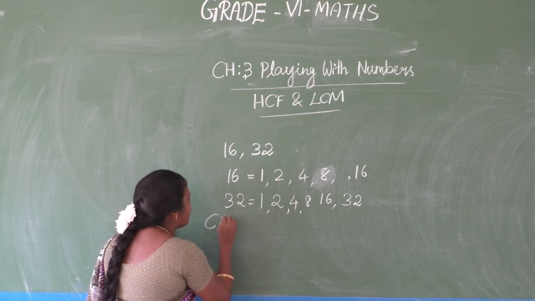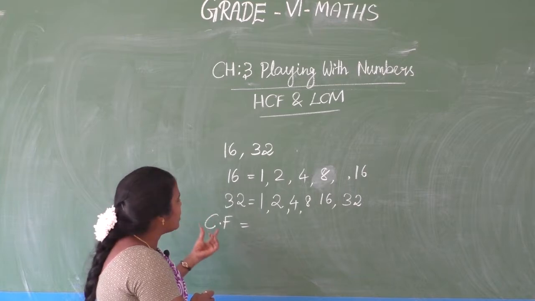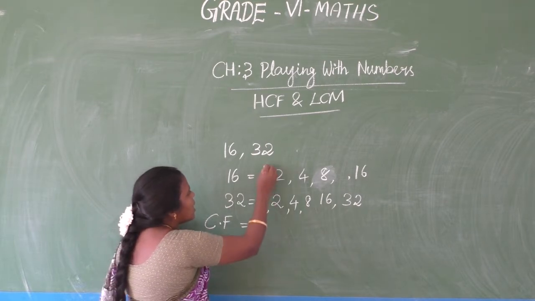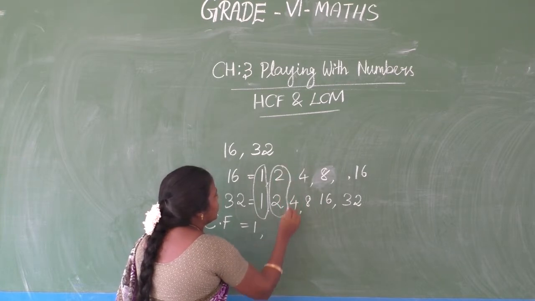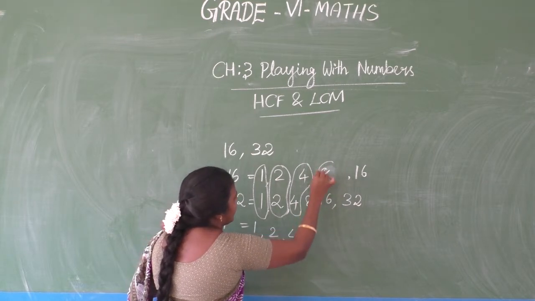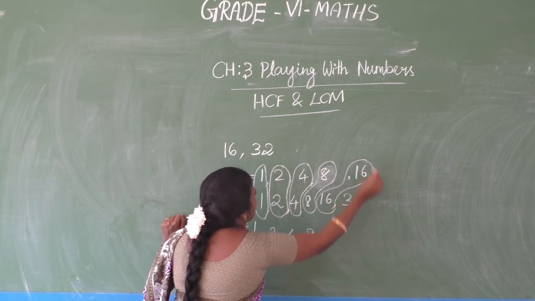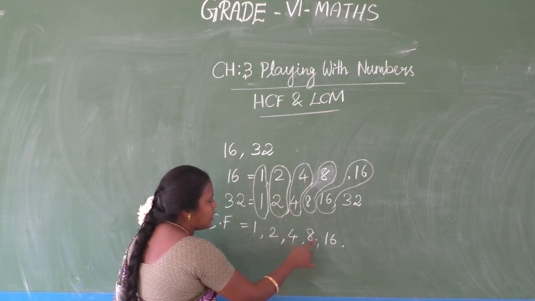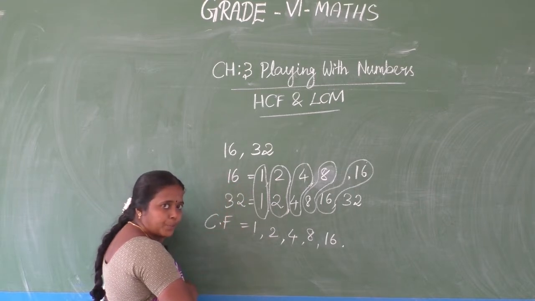Now what to do? Common factors. Usually once we write the factors of two numbers, immediately we find the common factors of both. That only I am going to do. The common factors here are 1, 2, 4, 8, 16. These are the common factors of 16 and 32.